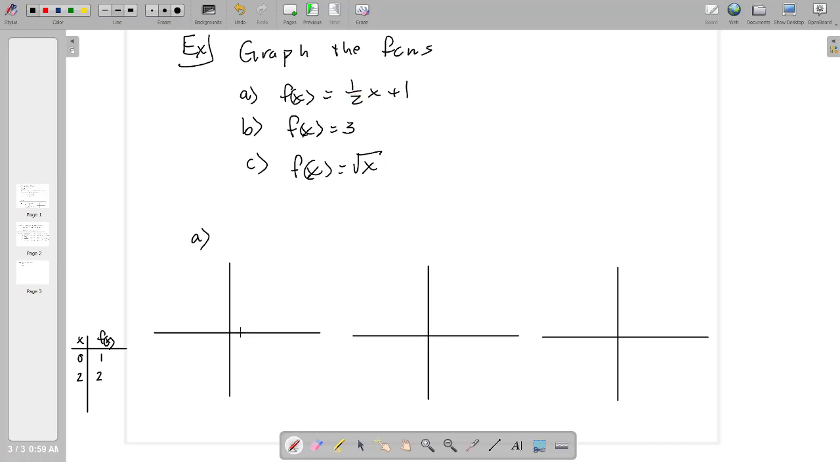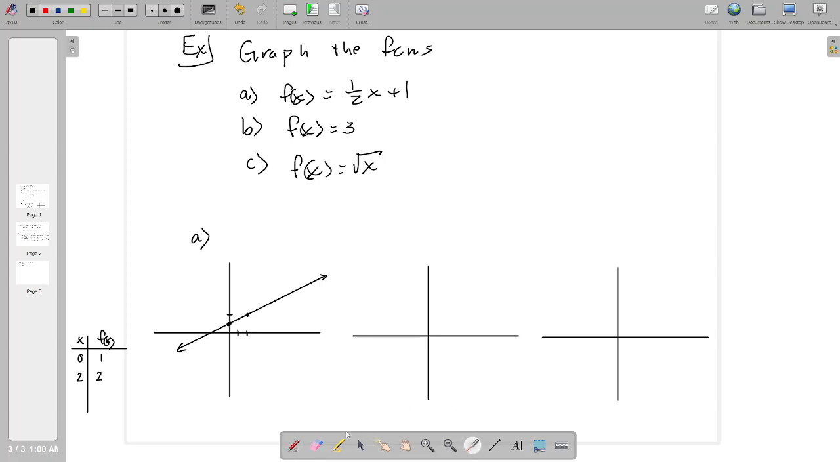Now if I plot these 2 points, 0, 1, and 2, 2, then I get this graph. And that will be the graph of part A. Again, lines only require 2 points to graph.